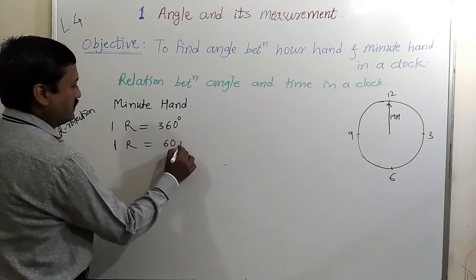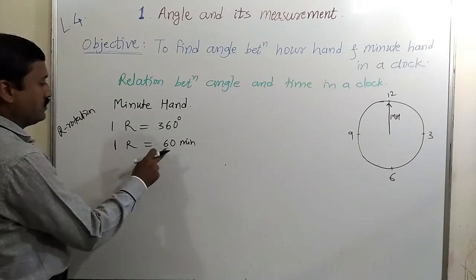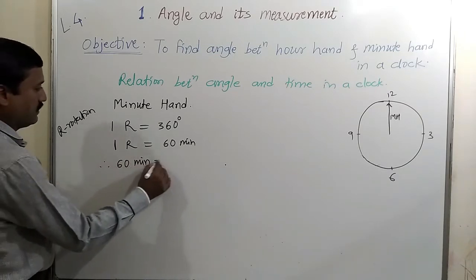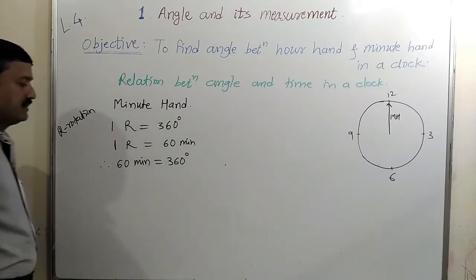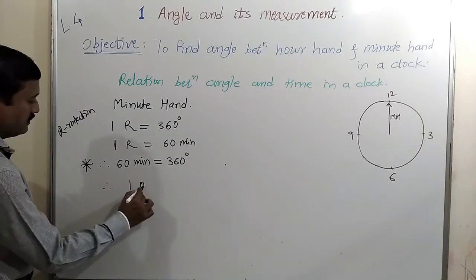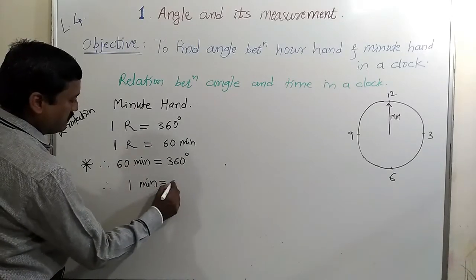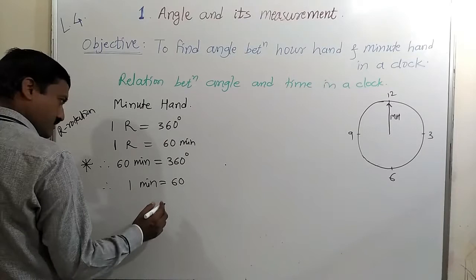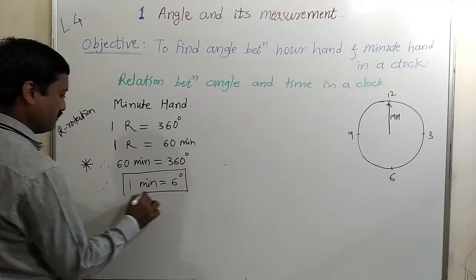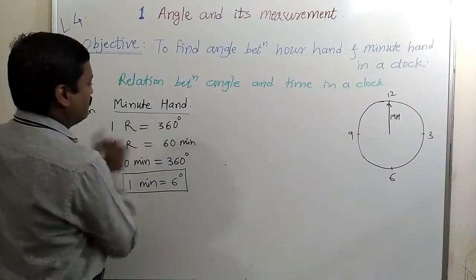Here I will write minutes, time minutes, not angle minutes. So one rotation is equal to 60 minutes, and 60 minutes is equal to 360 degree. That is the important relation we get here. And from this, we can write 1 minute is equal to 360 upon 60, that is 6 degree. So this is the important relation between the minute hand and degree. Okay, this is about the minute hand.